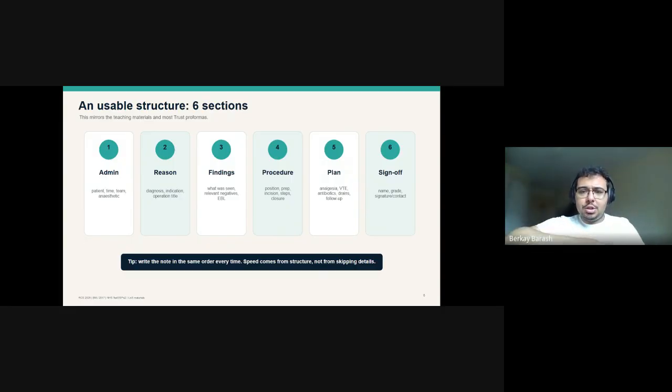So you're thinking about the positions, such as Trendelenburg position or any prone or supine position, your incision and your closure techniques, etc. Five, you're thinking about the plan after the surgery, the overnight plan that we were discussing. So the analgesia they might need, the VTE prophylaxis, the antibiotics, any drain that might be put in, the follow-up procedures they might need, the dressing changes they might need, etc. Also, the sign-off in terms of your name, your grade, your signature, and your contact details as well.